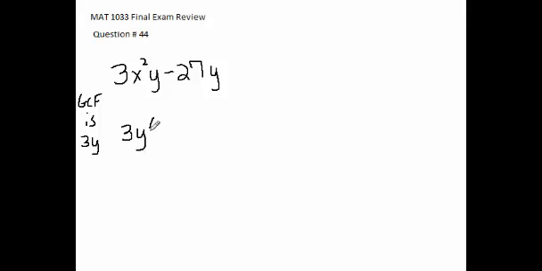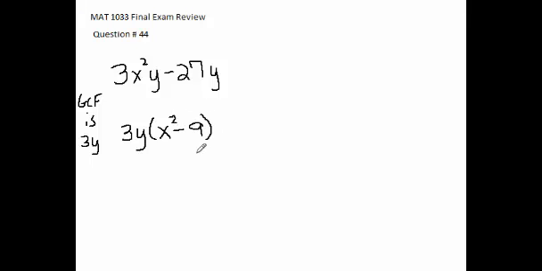MAT1033 Final Exam Review Question 44. We are to factor completely. We have 3x squared y minus 27y. We start with the GCF. The GCF is 3y, so we're going to factor that out. We end up with 3y times the quantity x squared minus 9.